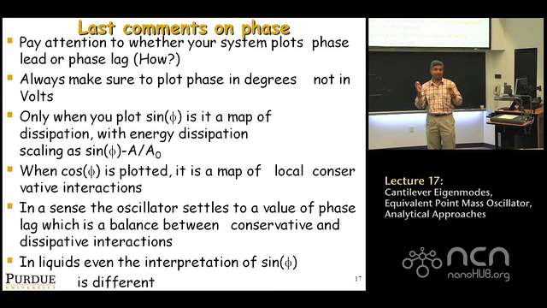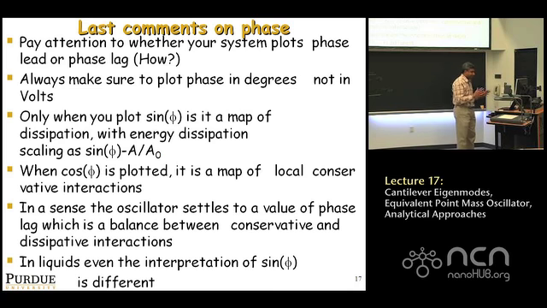Is it double or half? If you just do phase lag, you won't know. You do sine of phase minus the set point ratio, then you know. Wherever you get double that number, it means it's double the dissipation. Okay? When you plot cosine of phi, it's a map of local conservative interactions. And that also you get contrast.